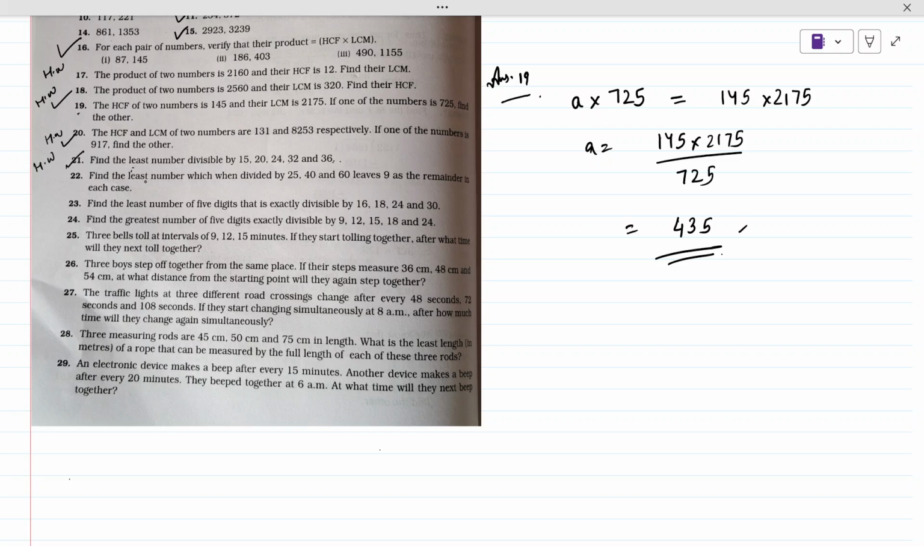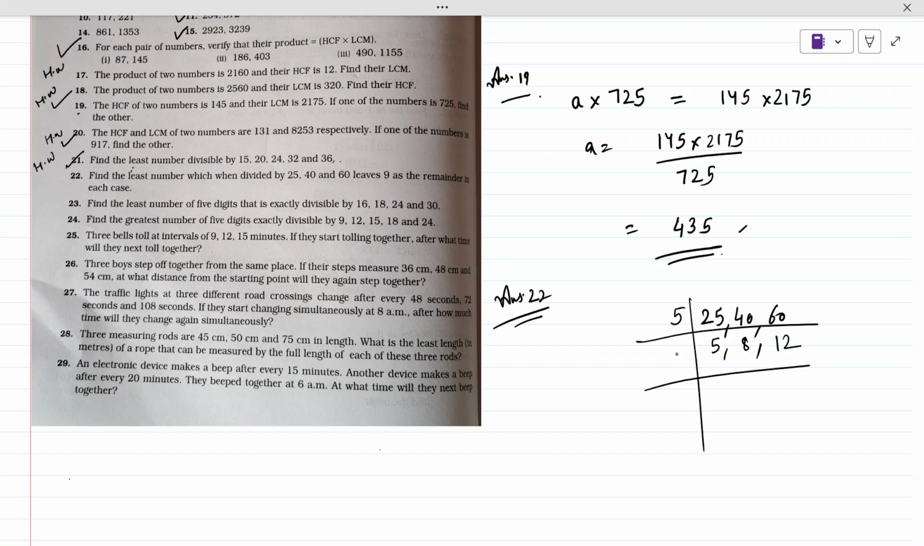Homework: find the least number which when divided by 25, 40 and 60 leaves 9 as the remainder in each case. I will solve this. We have to find the least number which when divided by these leaves remainder 9. Let us find its LCM. We'll use 5: 5 into 5, 5 into 8 and 12. Then we can use 4: 4 into 2, 4 into 3, and then 5 we can leave as is.